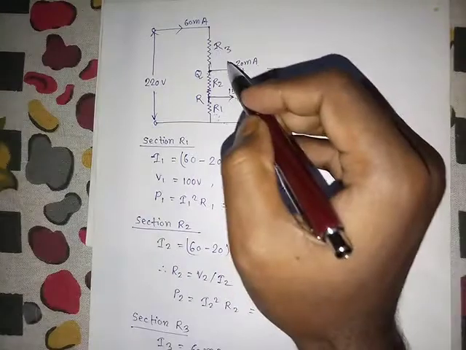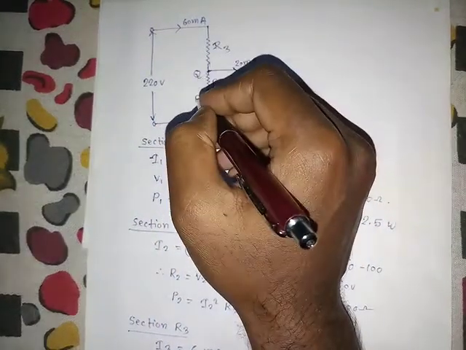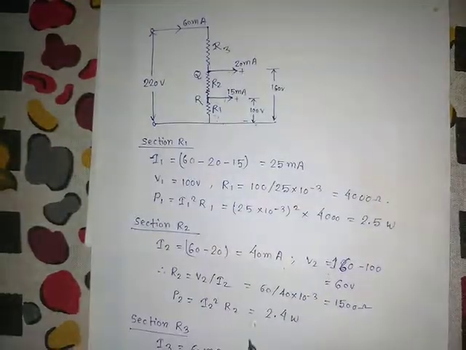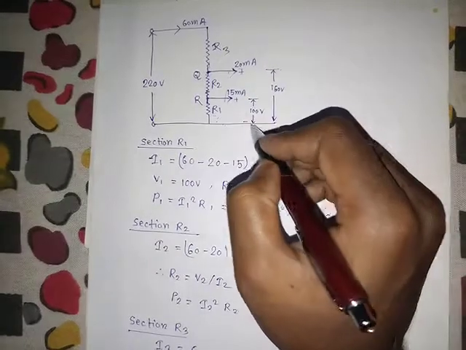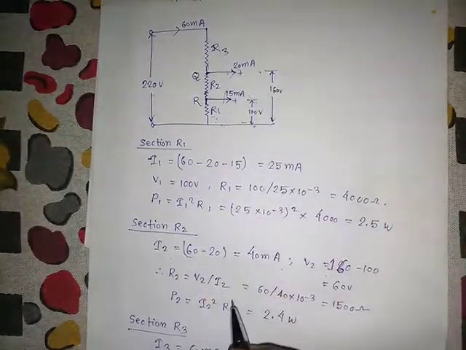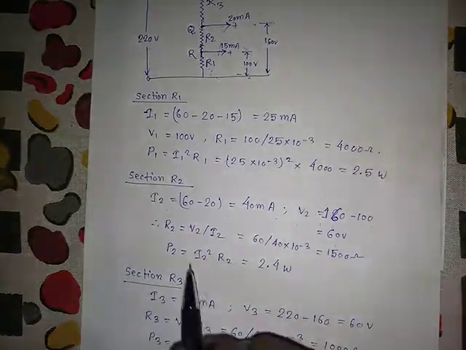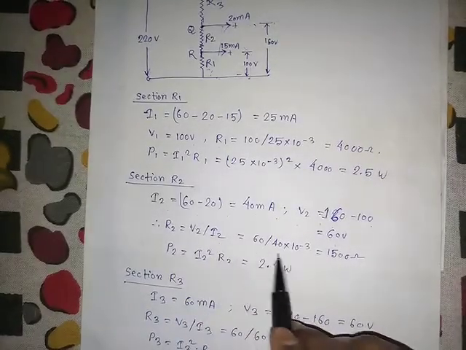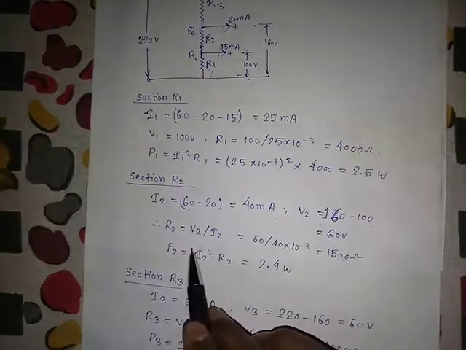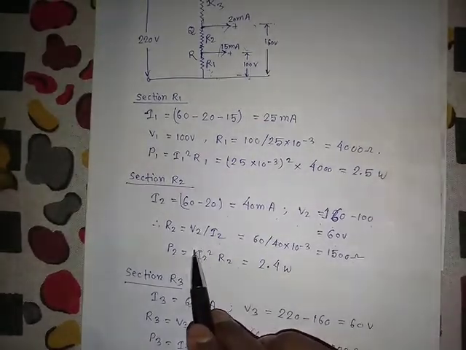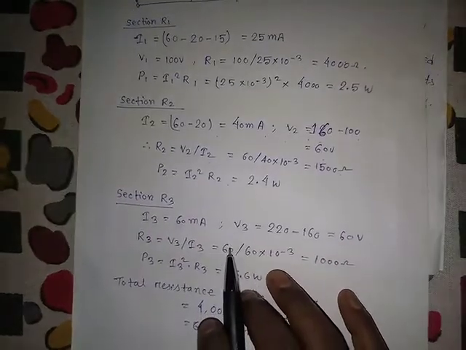And what is our section voltage? This section voltage is only from Q to R. How do we find it? The whole voltage is 160, this part is 100, and the remaining part is 60. How do we find it? 160 minus 100 is 60. Now R equal to V by I. We simply calculate it, and power is I square R. Here we are considering this section 2 for R2 and I2.